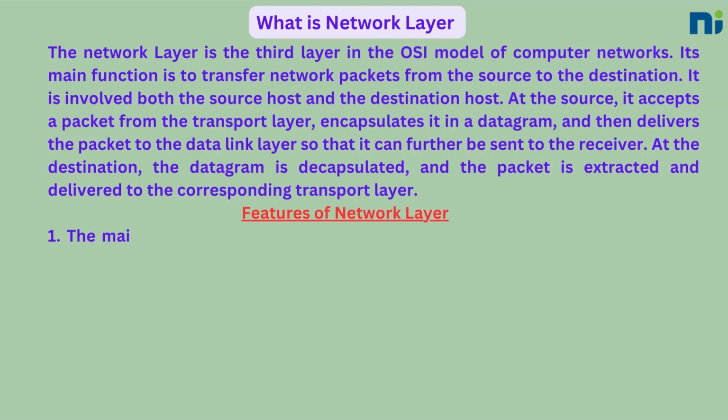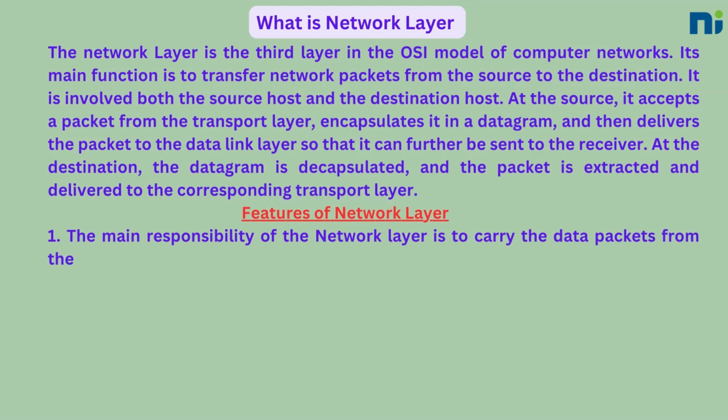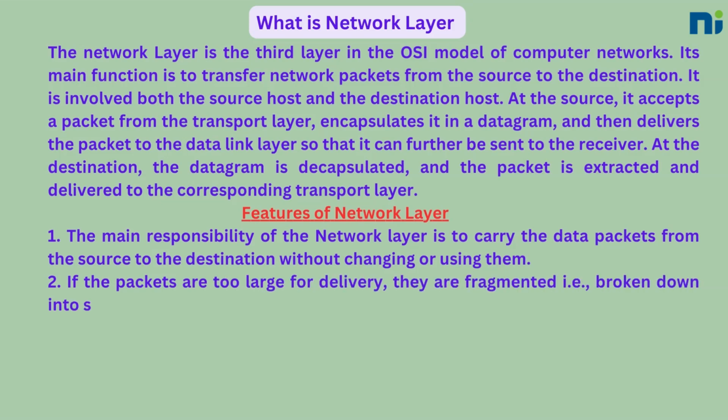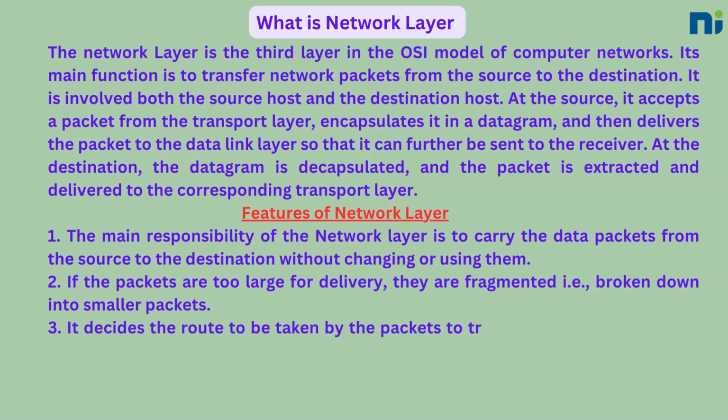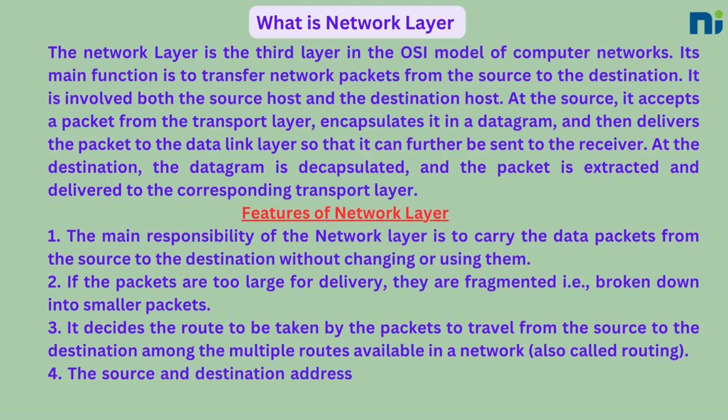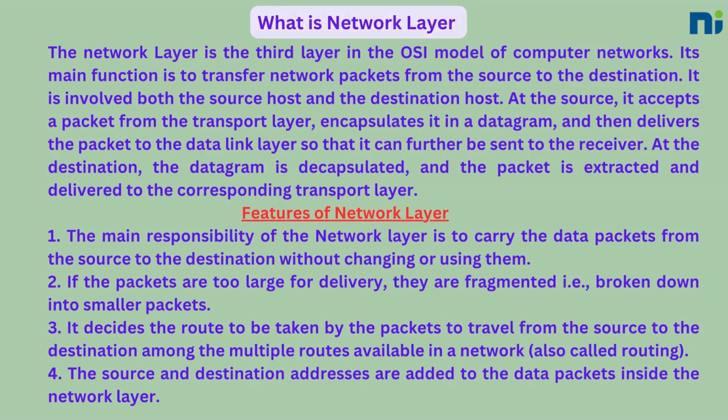Features of network layer. 1. The main responsibility of the network layer is to carry the data packets from the source to the destination without changing or using them. 2. If the packets are too large for delivery, they are fragmented, i.e., broken down into smaller packets. 3. It decides the route to be taken by the packets to travel from the source to the destination among the multiple routes available in a network, also called routing. 4. The source and destination addresses are added to the data packets inside the network layer.